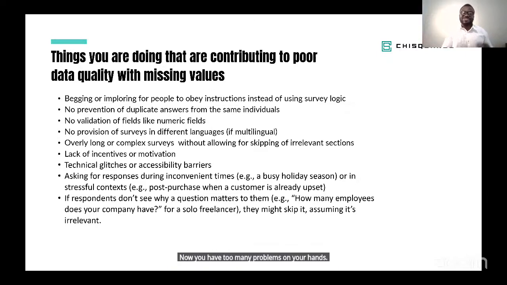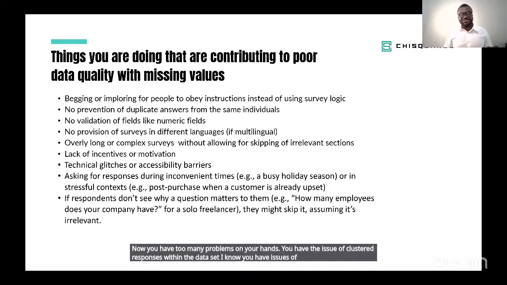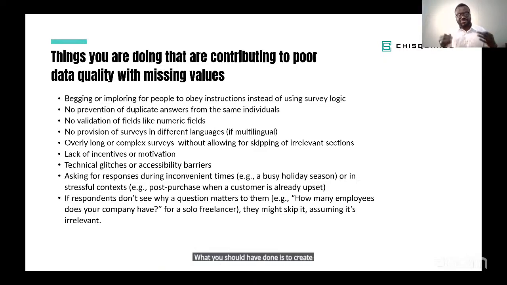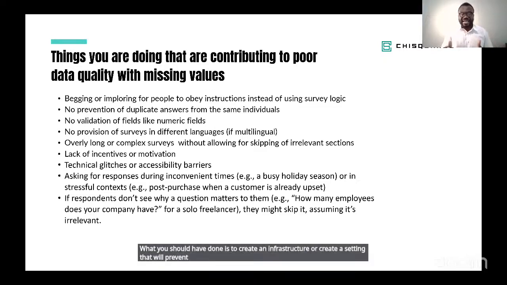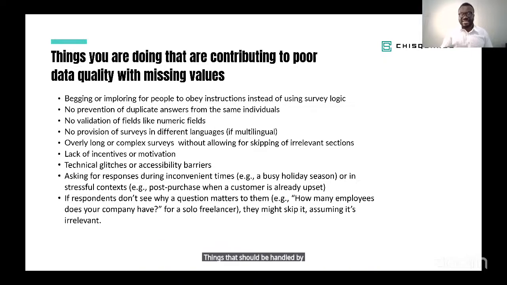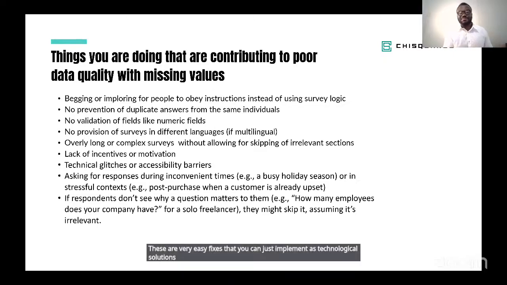You have the issue of clustered responses within the data set, and then you have issues of missing data too, right? What you should have done is to create an infrastructure or create a setting that will prevent duplicate answers from the same individuals automatically. Again, things that should be handled by technology should be done by technology. These are very easy fixes that you can just implement as technological solutions in your survey, as opposed to allowing bad things to happen and then praying for divine intervention.